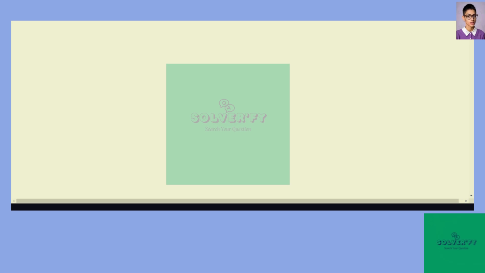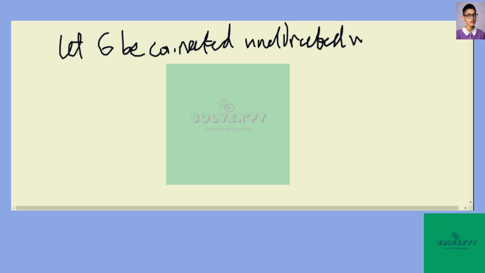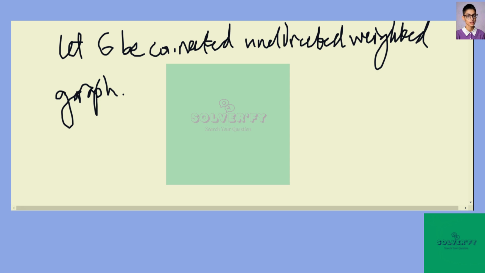We're asked to prove that Kruskal's algorithm produces minimum spanning trees. In other words, to prove that Kruskal's algorithm does what it says it does. So, let G be a connected, undirected, weighted graph. And let S be the tree produced by Kruskal's algorithm.